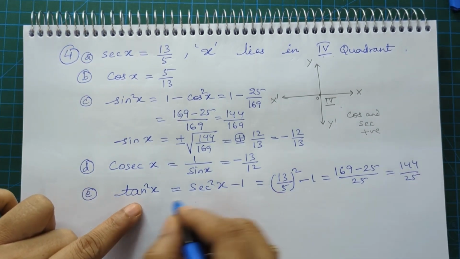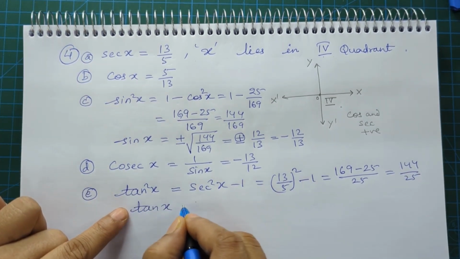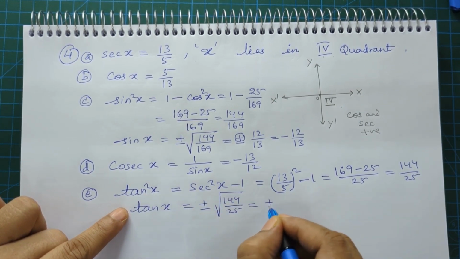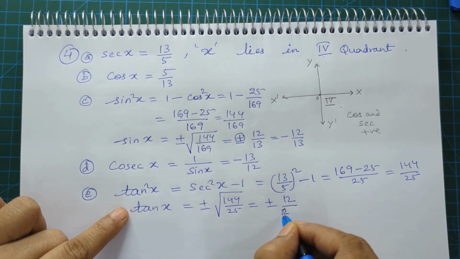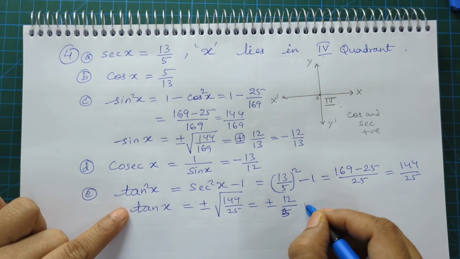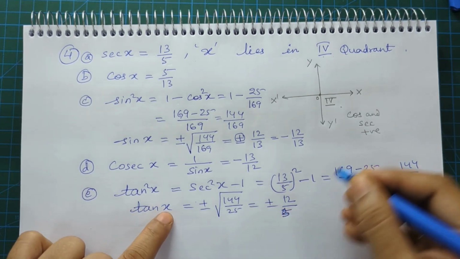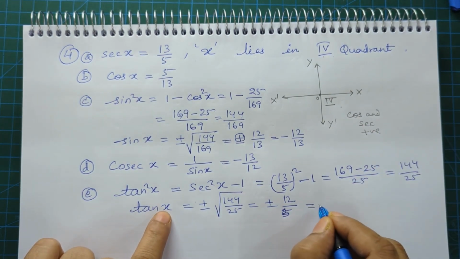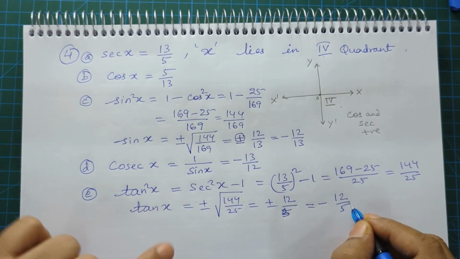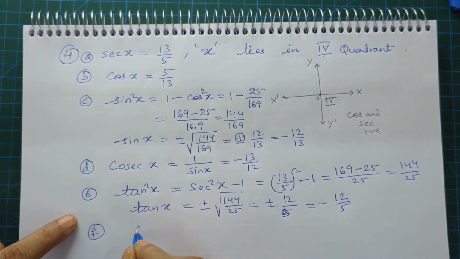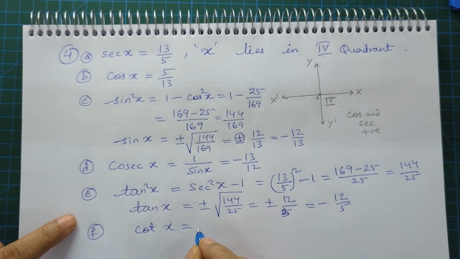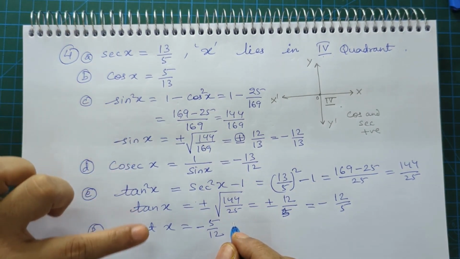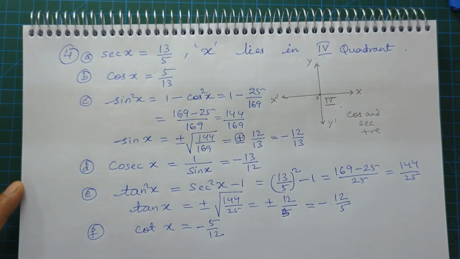Tan square is this. So what is a tan x? Tan of the angle is plus or minus under radical 144 by 25, which is plus or minus 12 upon 5. So it is positive or negative. X lies in fourth quadrant. Fourth quadrant only cos and sec are positive. So tan is going to be negative. So negative of 12 by 5. When we know tan, we know cot also. So cot of the angle is a reciprocal of this. So negative 5 upon 12. So 1, 2, 3, 4, 5, 6. So these are the 6 trigonometric ratios.